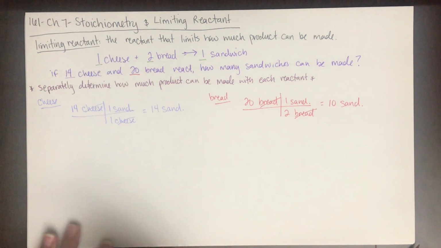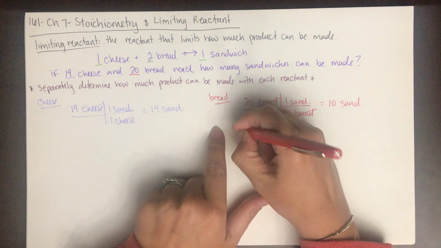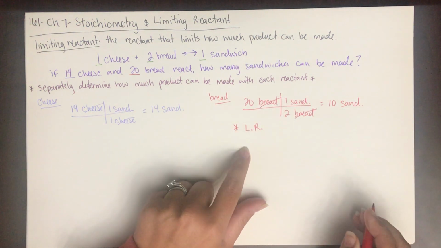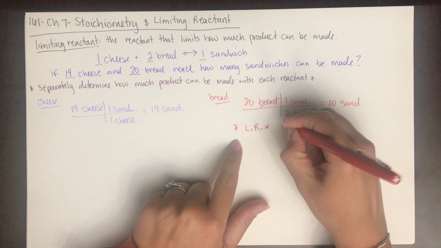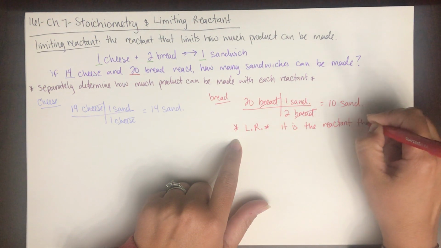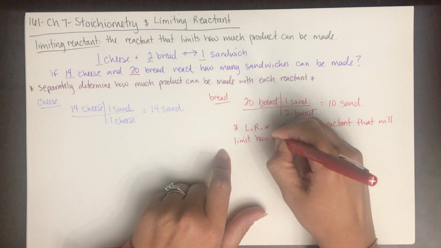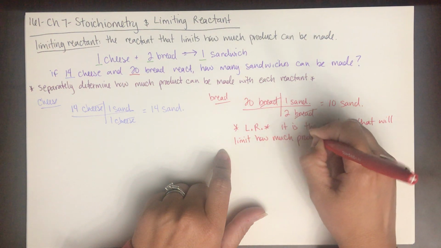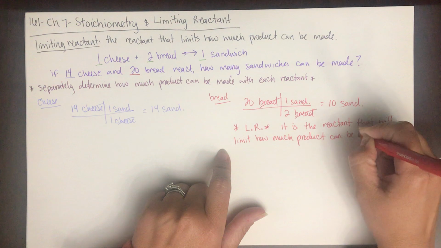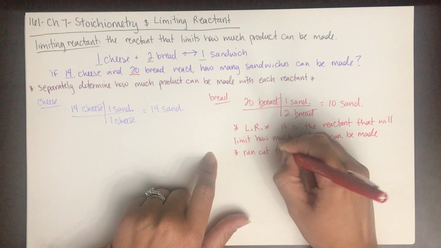So what we've done here is we've determined what's called the limiting reactant and the excess reactant. So in this specific example, the bread is the limiting reactant. It's the limiting reactant because it is the reactant that will limit how much product can be made. Another way to say this is it will run out first.